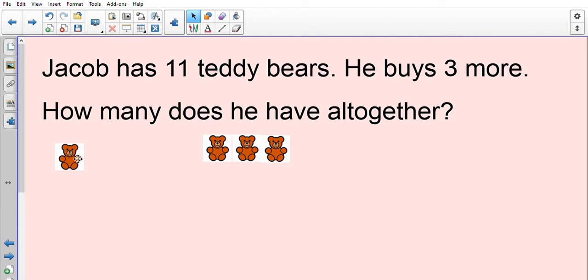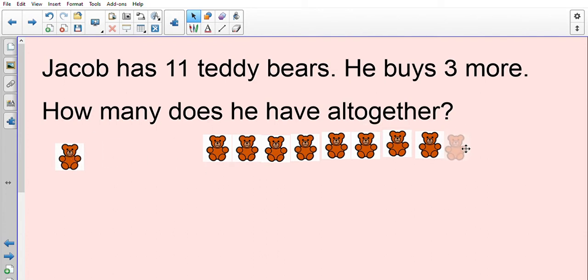3, 4, 5, 6, 7, 8, 9, 10, 11. Oh, it's frozen. Then let's just count that we've got 11 teddy bears. 1, 2, 3, 4, 5, 6, 7, 8, 9, 10, 11. So he starts with 11 teddy bears and then he buys 3 more.